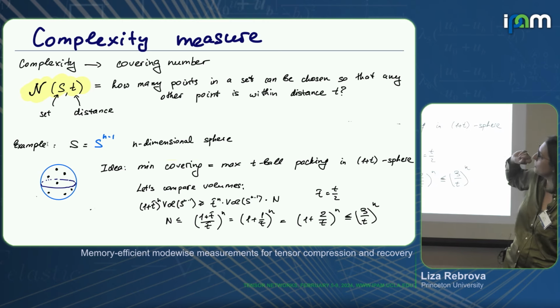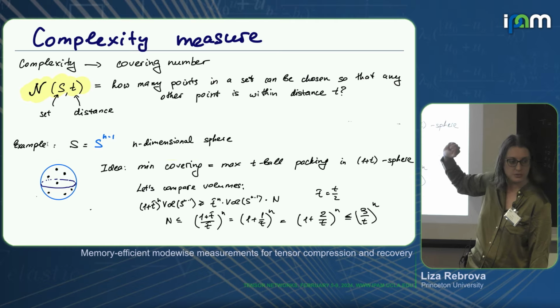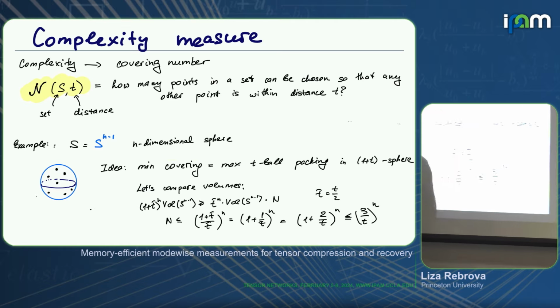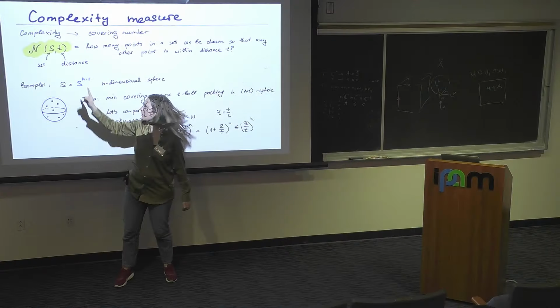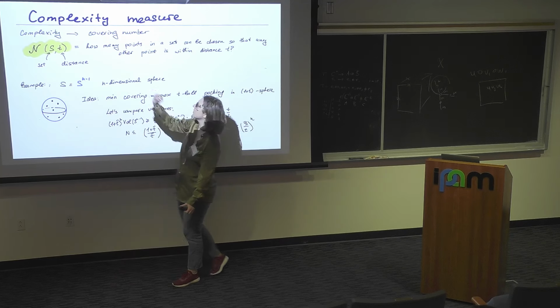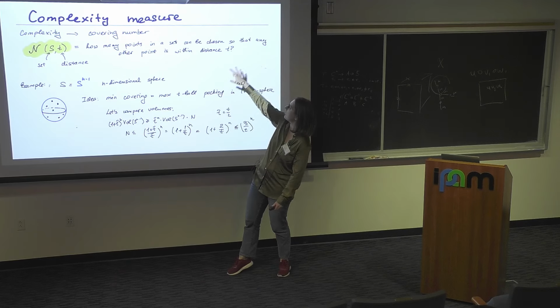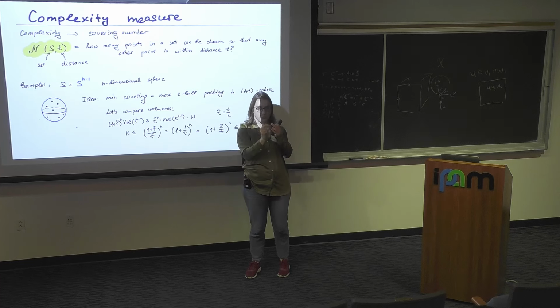One of the standard tools to do it is via covering numbers. Covering number is defined for a set and a certain distance, so it can be done for any set. By definition, it is how many points the set can be chosen so that any other point is within distance t to one of the points. At least t? Is it at least t, or at most? At most. So you need all the points to be close to one of the selected set.